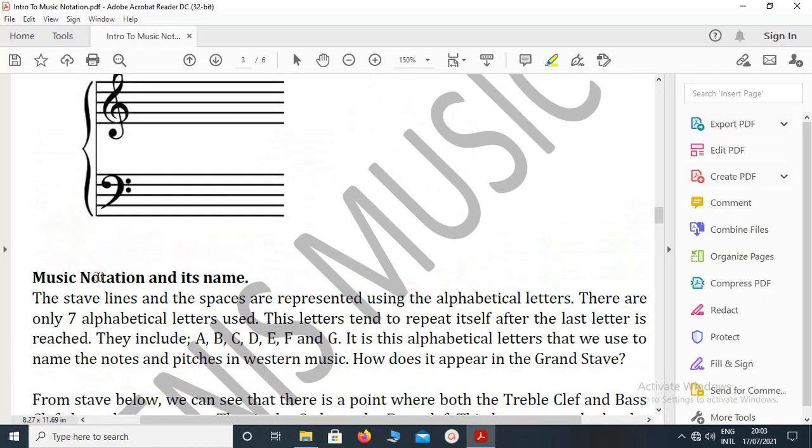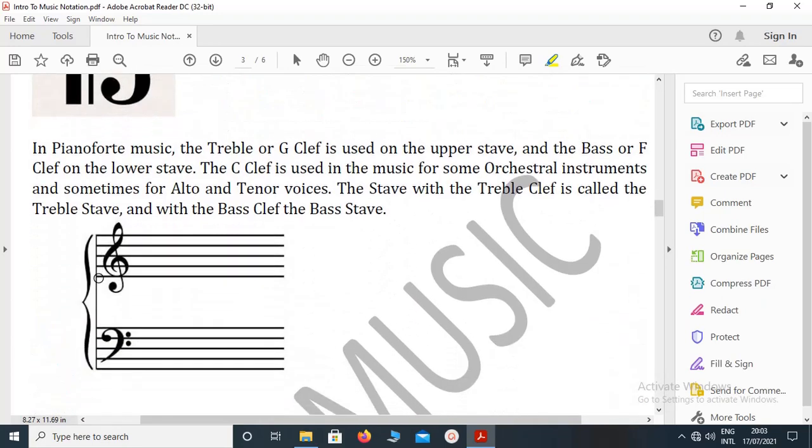So, having said that about the clefs, I believe this is where we need to end, and perhaps we can learn more at a later time.